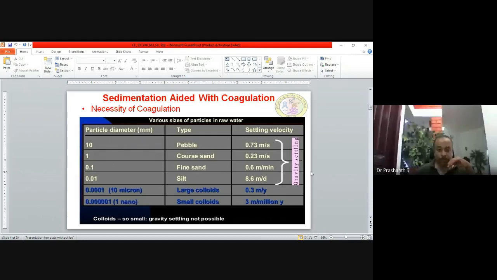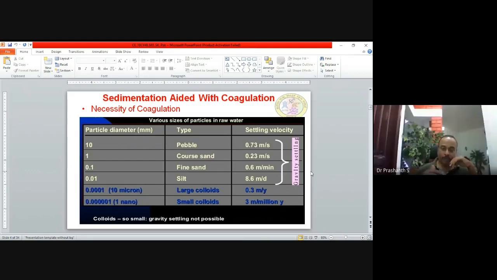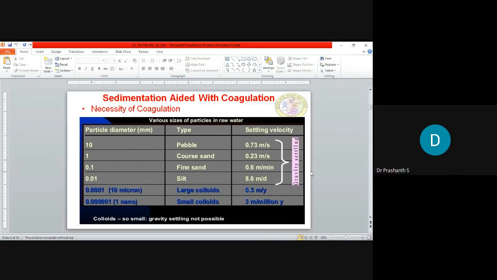So we have to remove these colloidal particles from the water, which is not possible using the sedimentation process we have discussed in sessions 1, 2, 3. So our aim in this session is to remove the colloidal particles. How to remove the colloidal particles from the water?